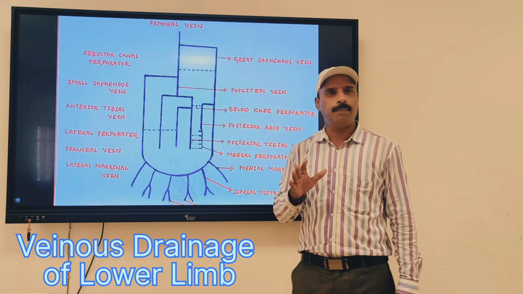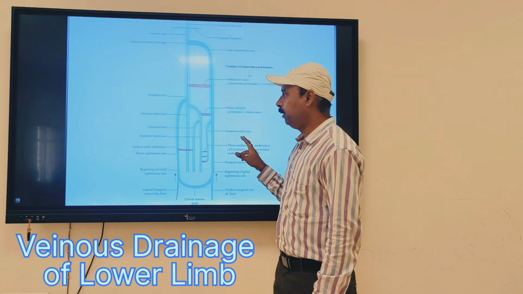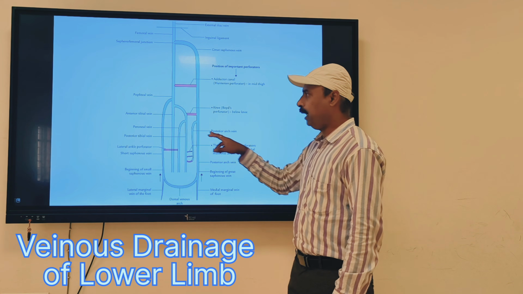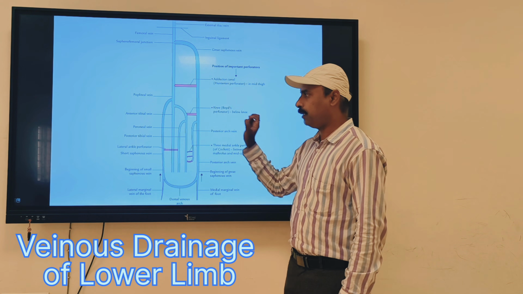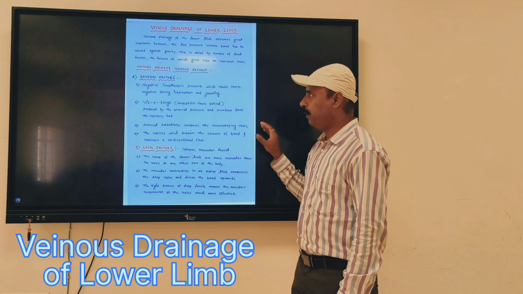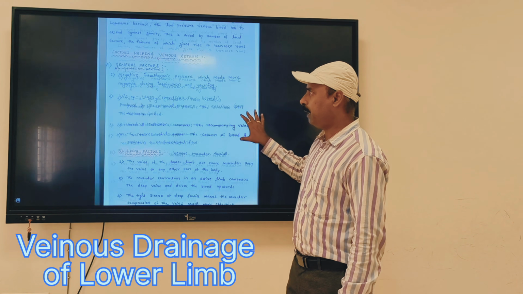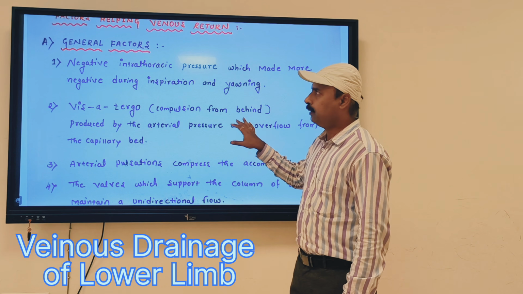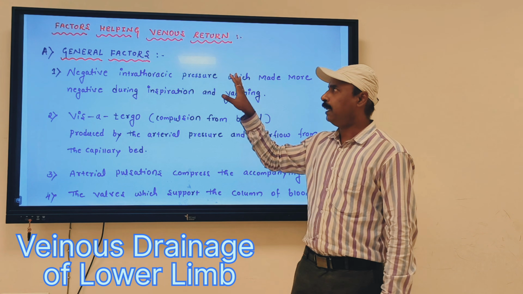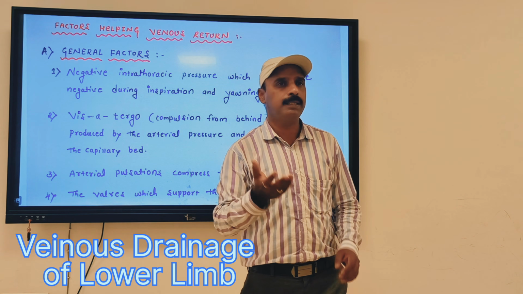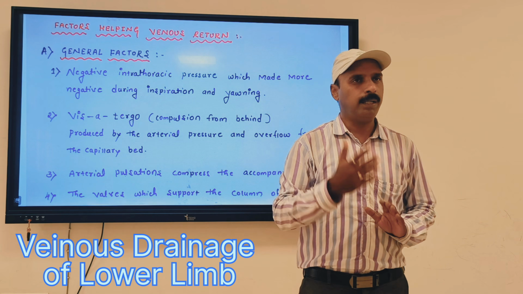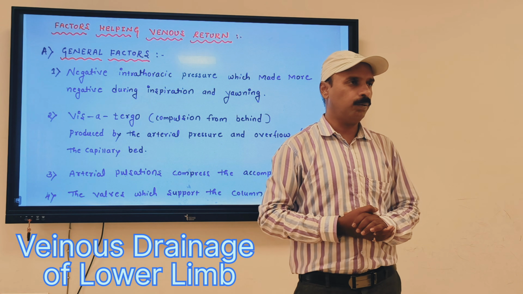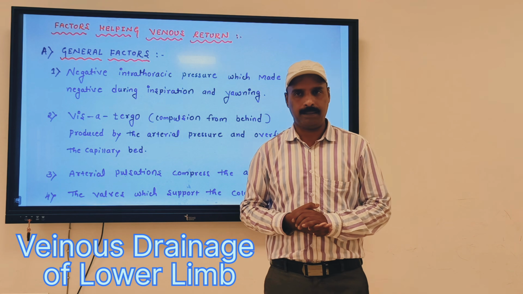So there are some factors which we are going to deal with. This is a schematic diagram, as I have told, and these are the perforating veins which are represented in this diagram. In this you have to remember there are many important factors helping the venous return, which we classify into general and local factors.